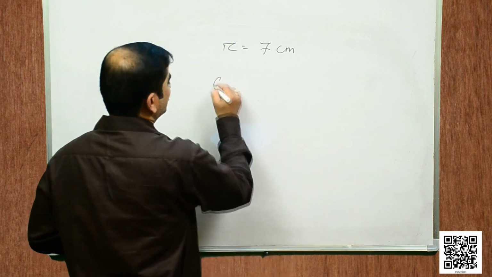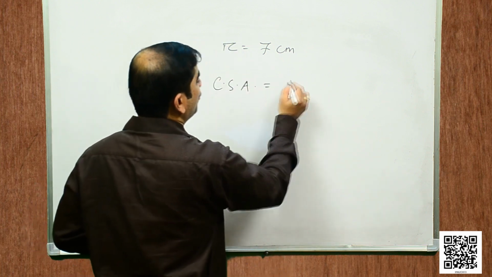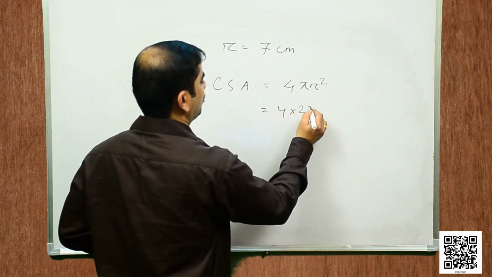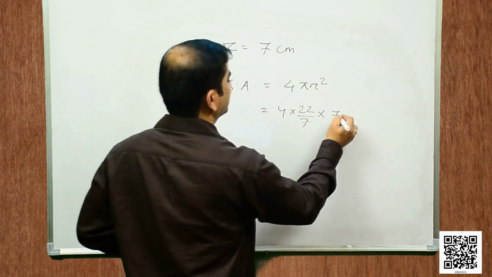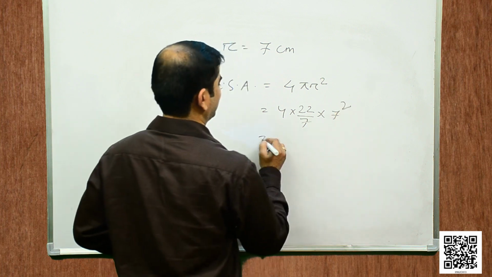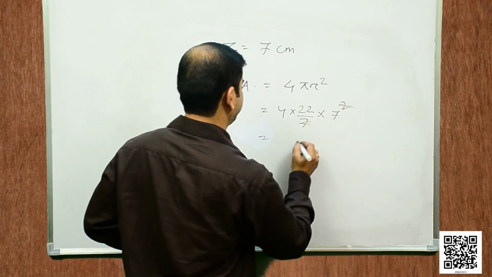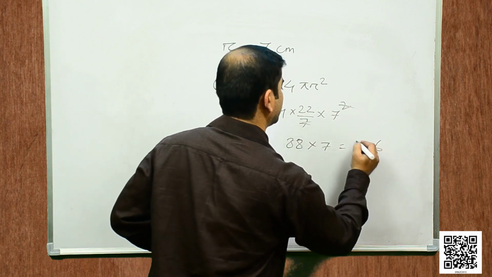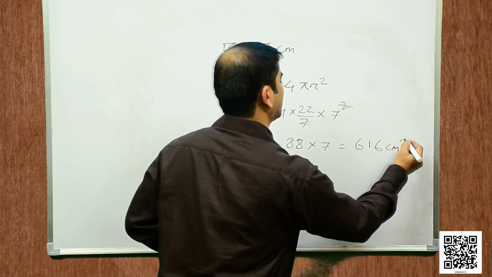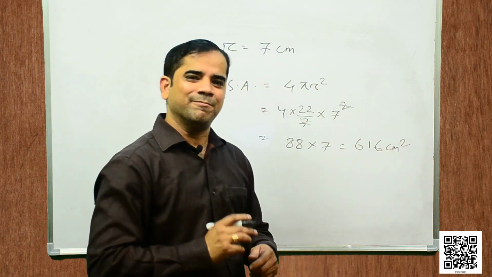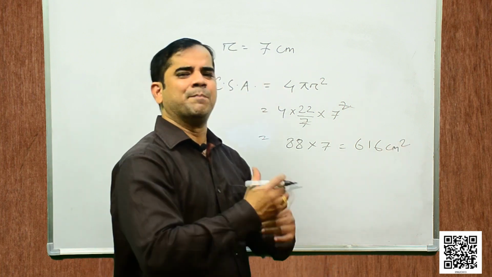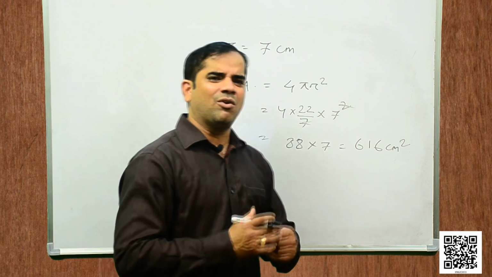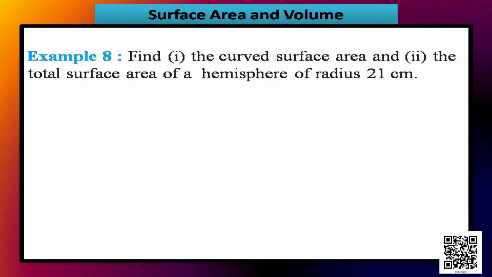The formula is: curved surface area is equal to 4 pi r square. So, 4 into 22 by 7 into 7 square, that is equal to 616 centimeter square. This is a simple one, isn't it? Hope you have understood this. Let us now discuss example 8.